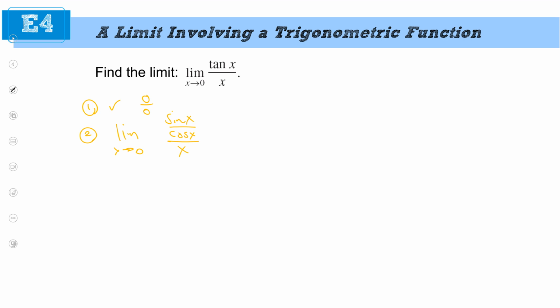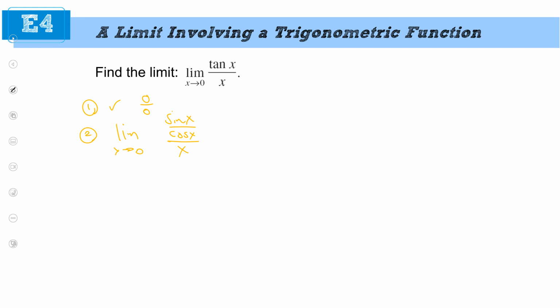We'd get 0 over 0 again. Anybody else? What's next, Lauren? Yeah, that's one way to do it. So you're suggesting multiplying by cosine over cosine. Yes, Liam. Well, couldn't you also multiply sine x by x? Interesting. Other ideas? Okay, so let's do it.